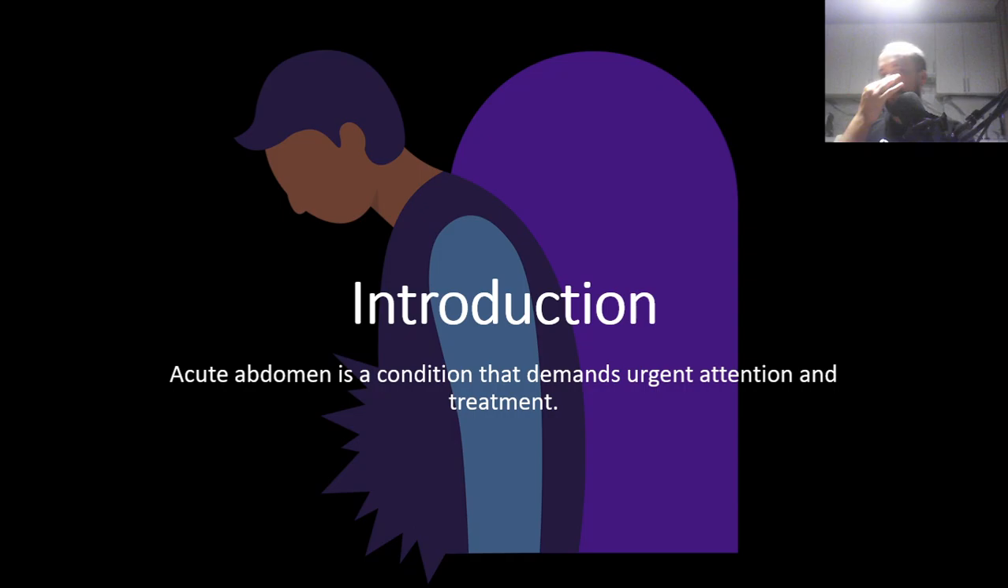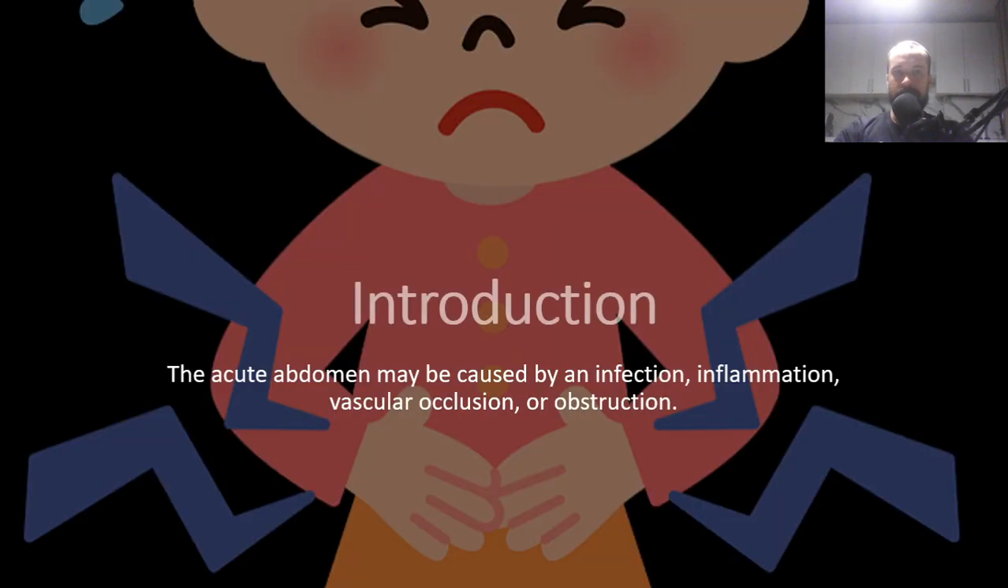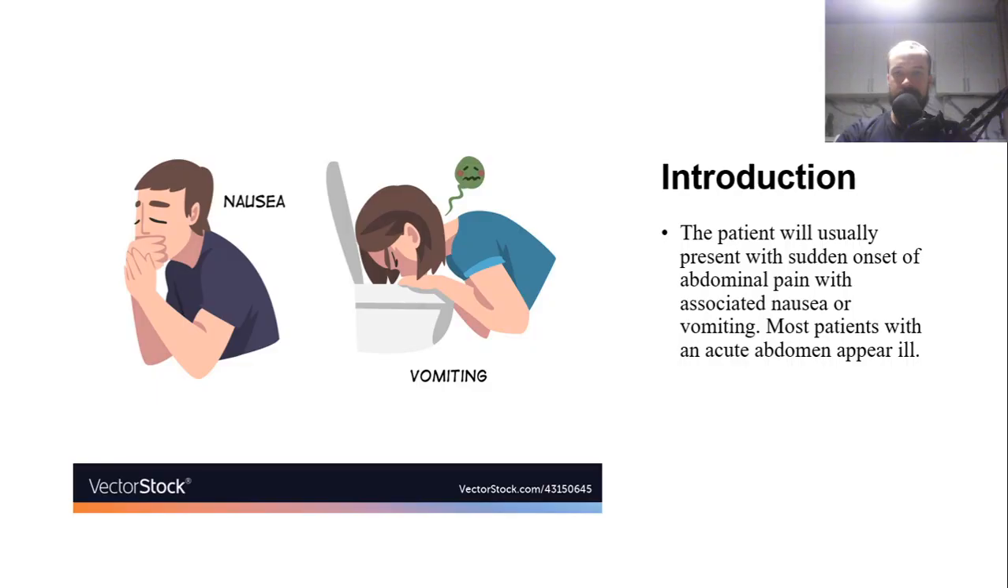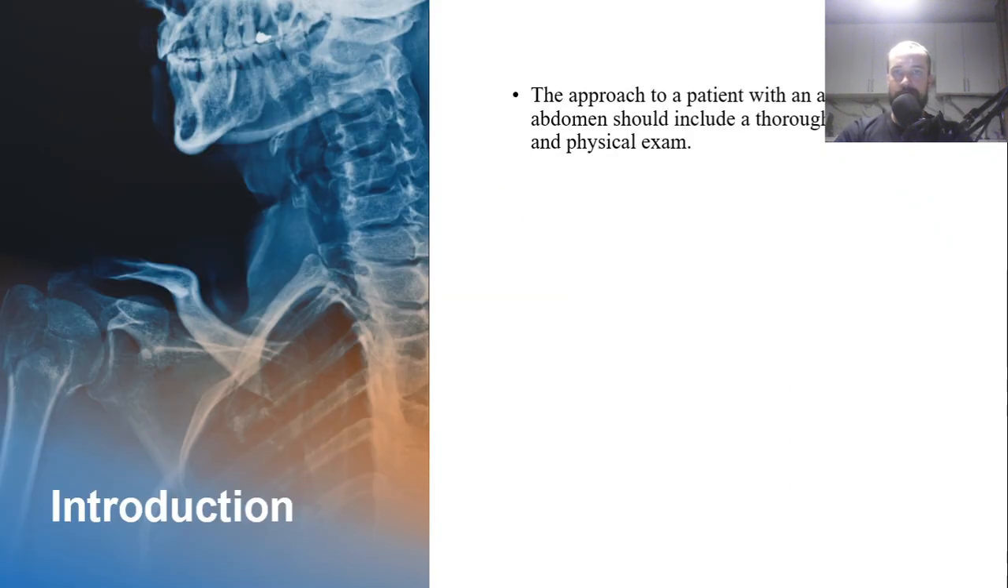Introduction. Acute abdomen is a condition that demands urgent attention and treatment. The acute abdomen may be caused by an infection, inflammation, vascular occlusion, or obstruction. The patient will usually present with sudden onset of abdominal pain with associated nausea or vomiting. Most patients with an acute abdomen appear ill. The approach to a patient with an acute abdomen should include a thorough history and physical exam.